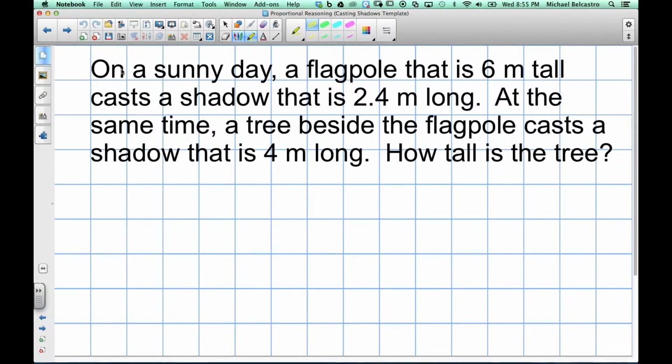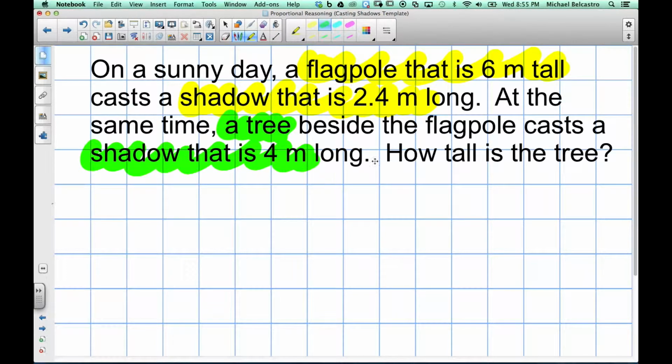Okay, let's highlight. On a sunny day, a flagpole is 6 meters tall, and that flagpole casts a shadow that is 2.4 meters long. That's our first part of information. I'll highlight tree information in green. At the same time, there is a tree beside the flagpole, and it casts a shadow that is 4 meters long. The question's asking us how tall is our tree.